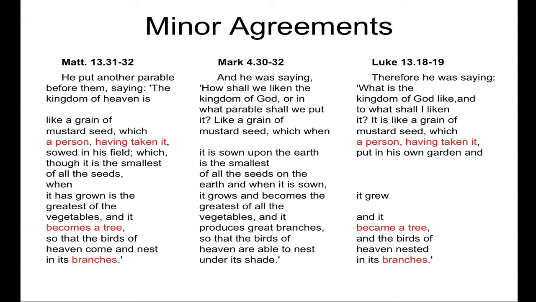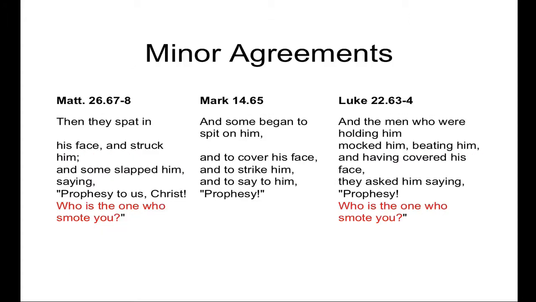You'll notice here that both Luke and Matthew have a person having taken it in the parable of the sower. They both have a certain plant become a tree. They both mention branches. Those are little things, but if Matthew and Luke have not seen each other, that's quite a few little things. And the problem for the dominant hypothesis is that there are a lot of these little things. When Jesus is on trial and the soldiers are mocking him, Matthew and Luke have them say, "Who is the one who smote you?"